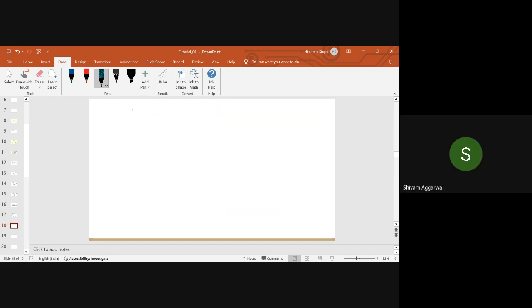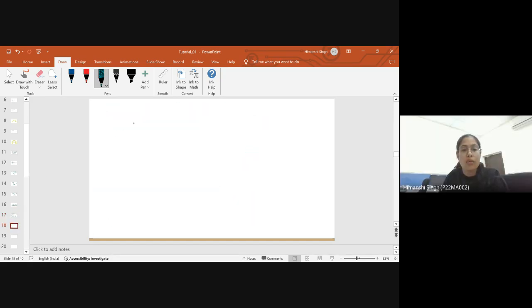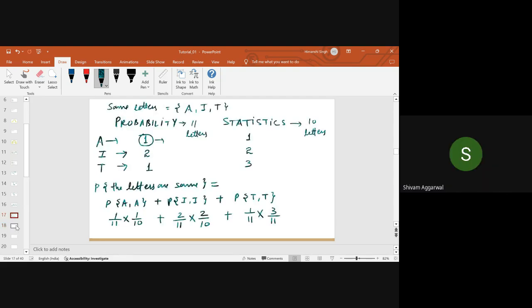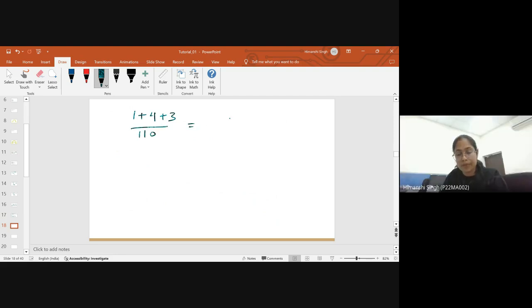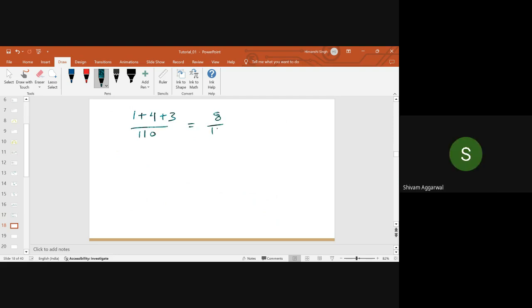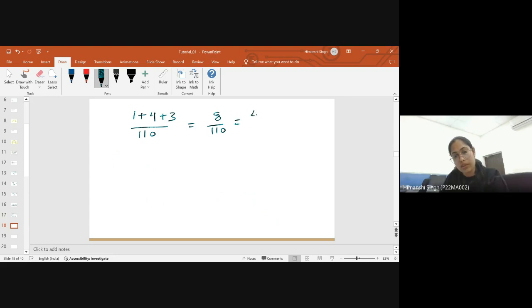So it will be 1 plus 4 plus 3, 3 by 110. So it will be 8 by 110. So this is 4 by 55.